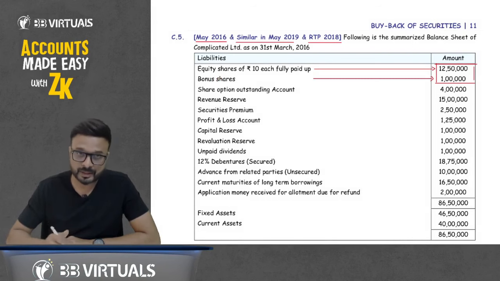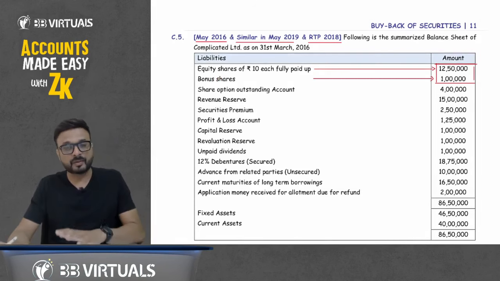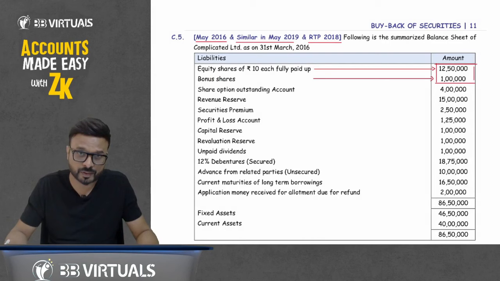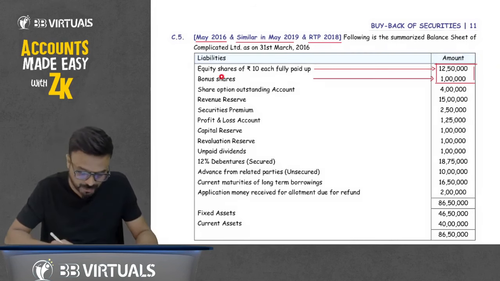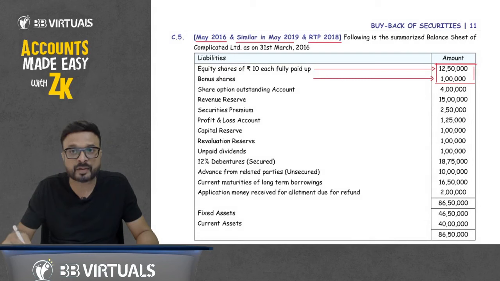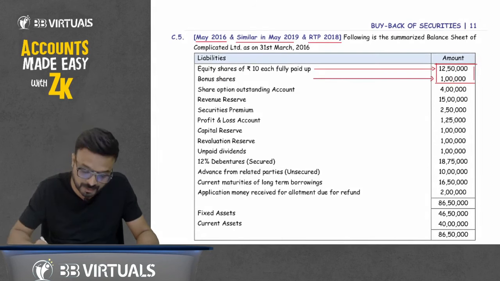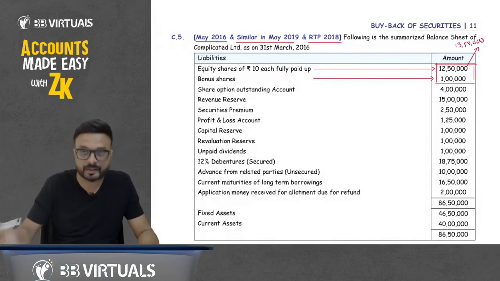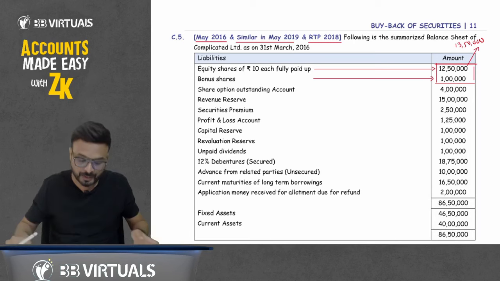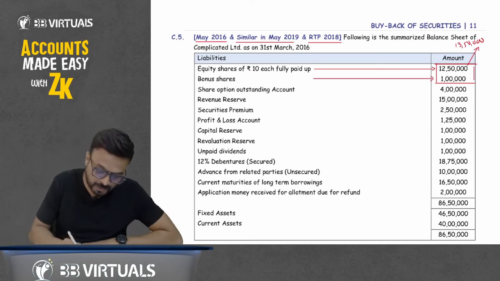But the bonus share is the share which we have given free of cost. Bonus shares are additional shares that we have given to existing shareholders free of cost. This is also equity share capital. So your total equity share capital will be 12,50,000 plus 1 lakh, that will be 13,50,000. So total paid up capital will be 13,50,000.